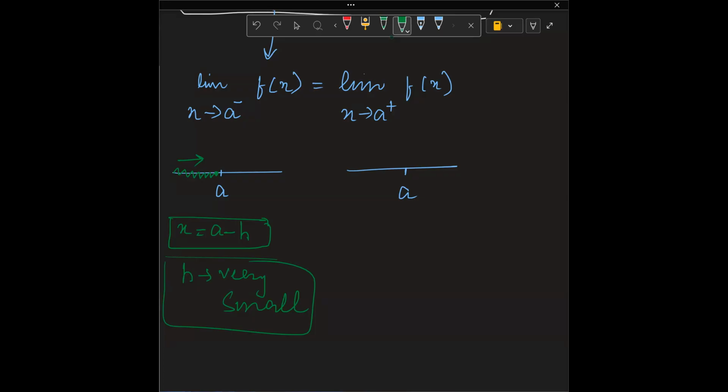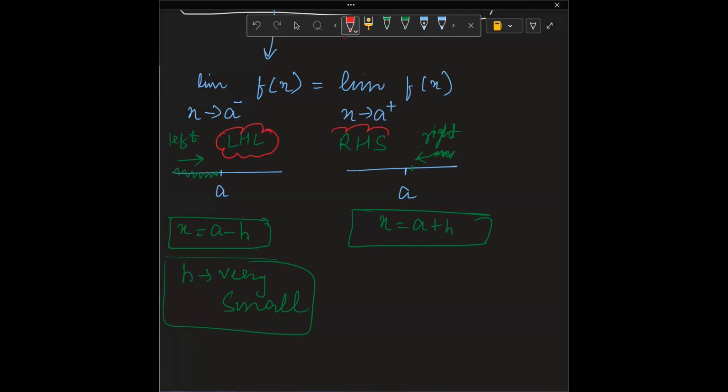This a minus represents that you are approaching your limit from the left hand side, and this a plus represents that you are just next to a, that means we add h to a, meaning you are approaching from this side, the right side. So this represents LHL, that is left hand limit, and this is RHL, that is right hand limit. And both of these should be the same.